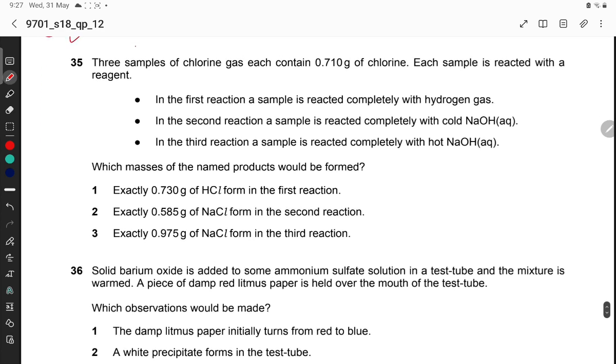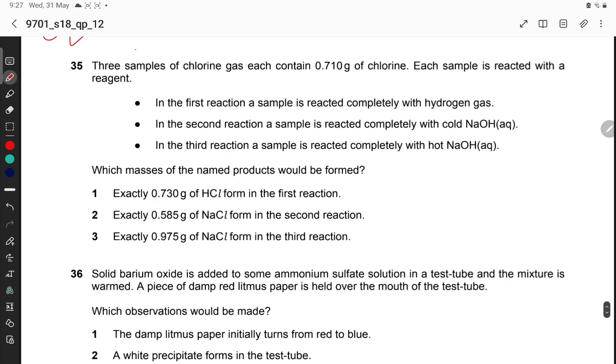Question number 35, samples of chlorine gas each contain 0.710 gram of chlorine. Each sample is reacted with a reagent. In the first reaction, the sample is reacted completely with hydrogen gas: Cl2 plus H2 to form 2HCl.